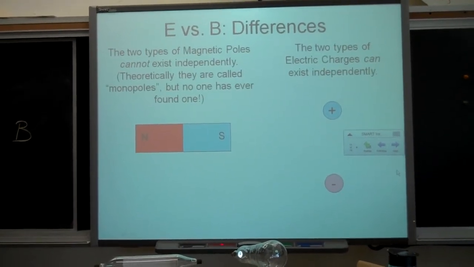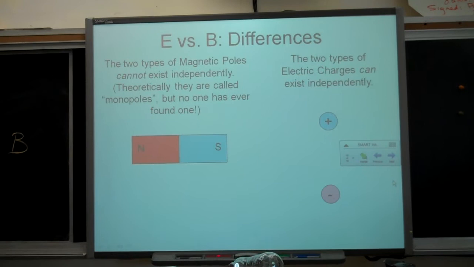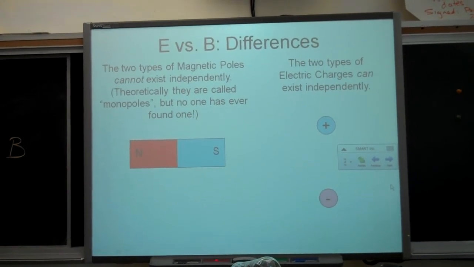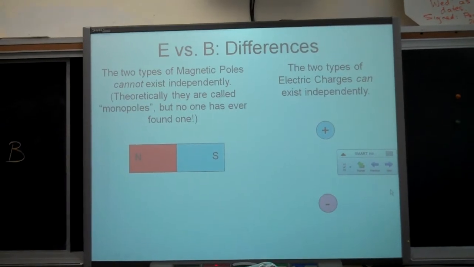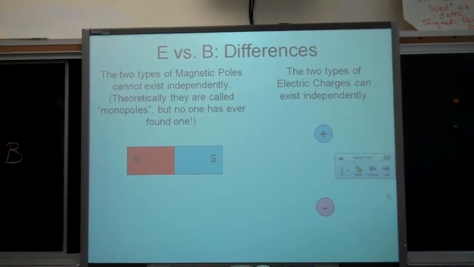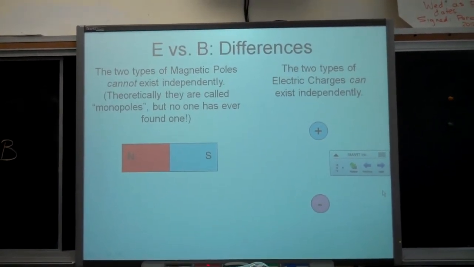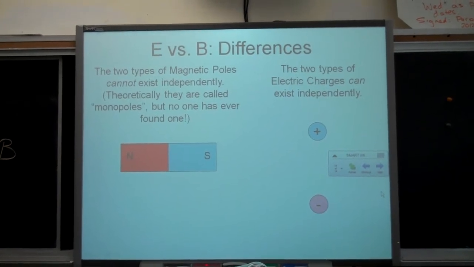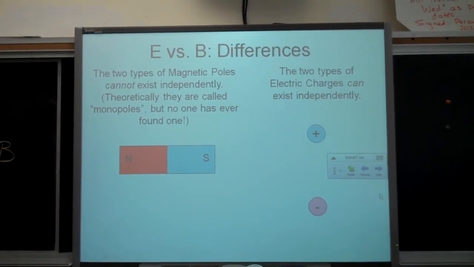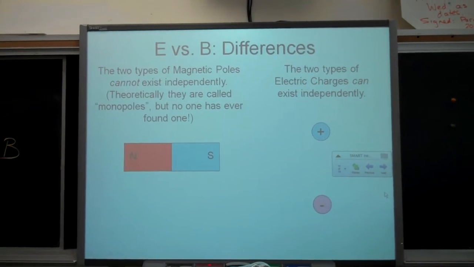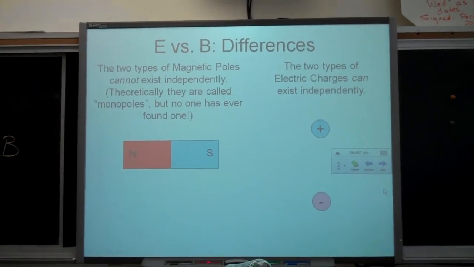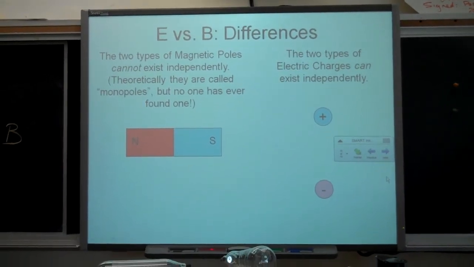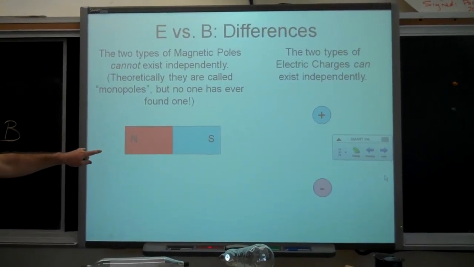Now here's the difference. Can you have positive by itself? You can have a proton. You can do all sorts of situations. You set up positive by itself. Can you have negative by itself? Yes. Can you have north by itself? No. South by itself? No. Those are called magnetic monopoles. Some theories predict them, but as of now, people have looked and spent a lot of money on it, and no one has found them. So, as far as we're concerned, these do not exist independently.